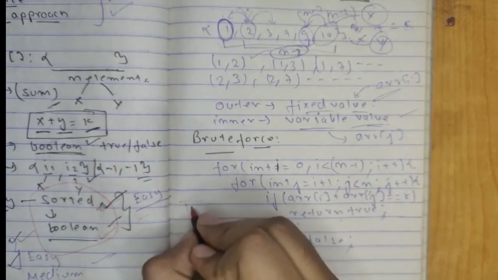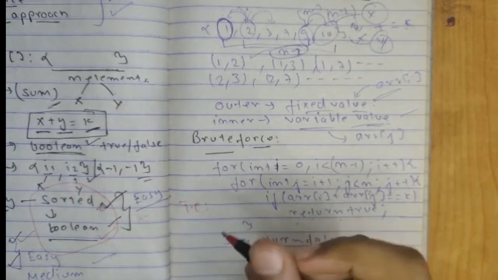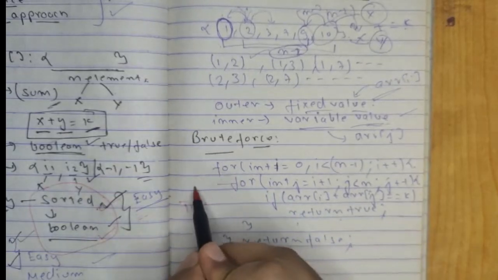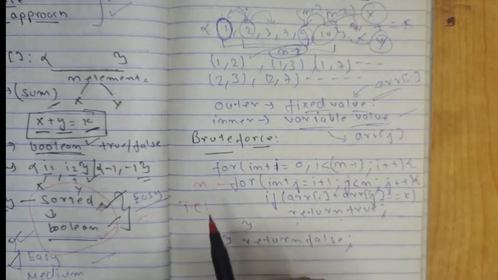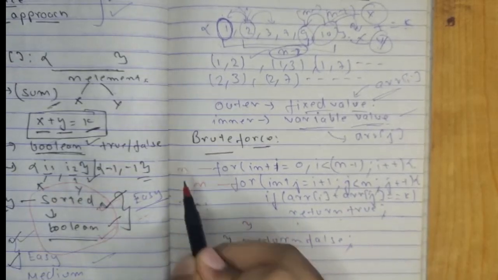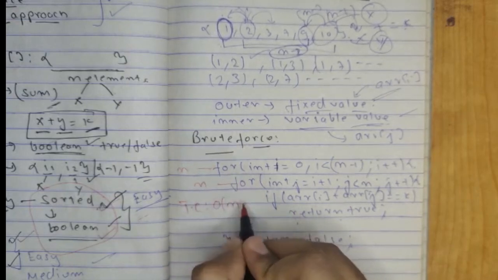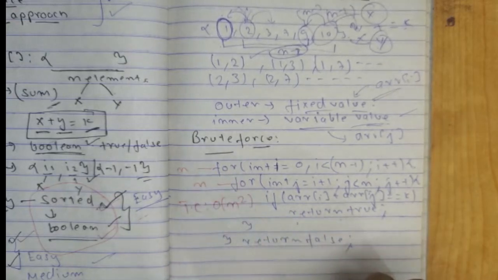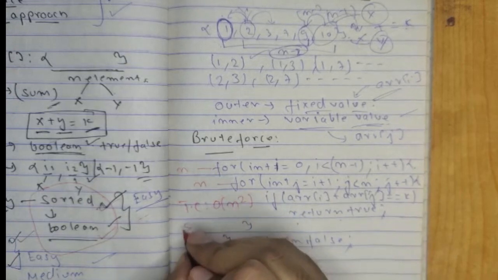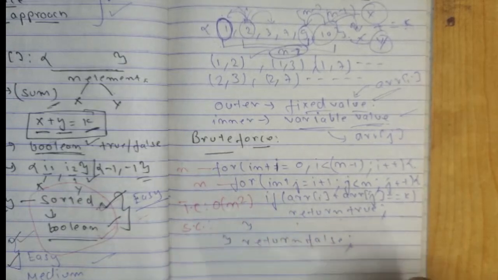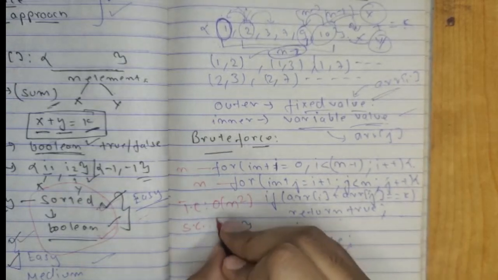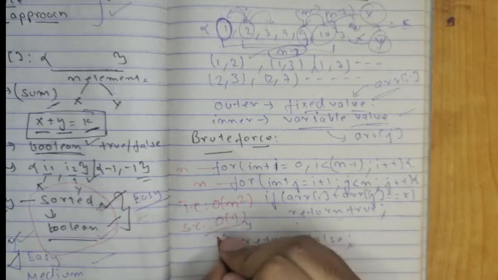So the time complexity will be, let's find it. This is a linear loop, so its time complexity is n. This is a linear loop, so its time complexity is n. And since they are nested, the time complexity will be the product of the n's. It will be n square. And space complexity, we are not using any extra space, so our space complexity will be order of 1.